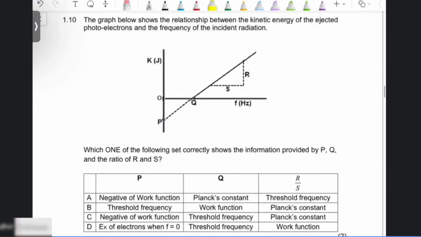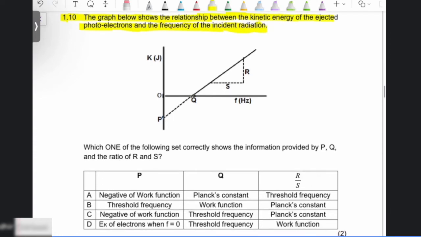Okay. 1.10, it says the graph below shows the relationship between kinetic energy of the ejected photoelectrons and the frequency of the incident radiation. Fine. Here it says which one of the following sets correctly shows the information provided by P, Q, R, and S. Okay. So firstly, immediately what we need to know, and we've done this, is the gradient of this graph is always going to be Planck's constant. So this will always be Planck's constant.